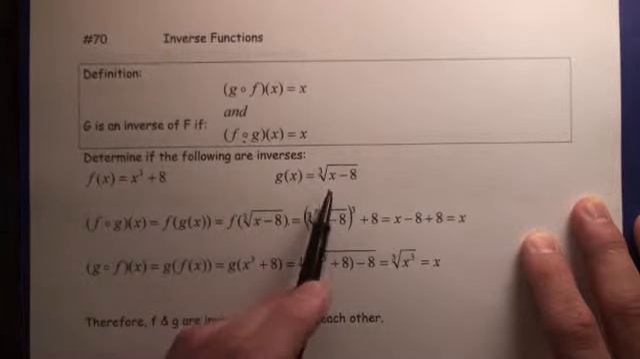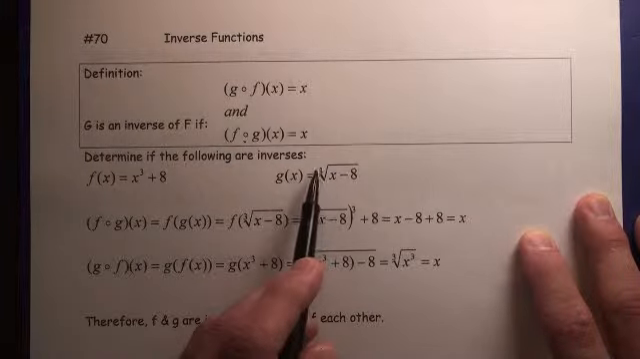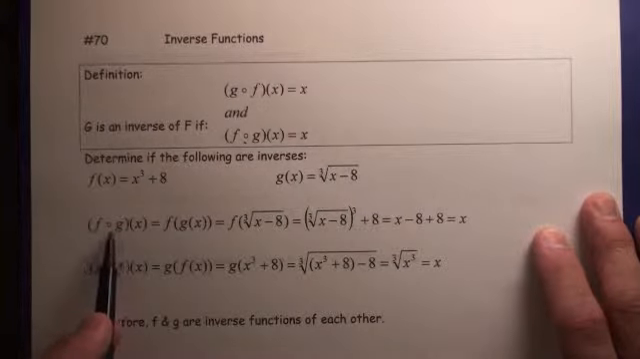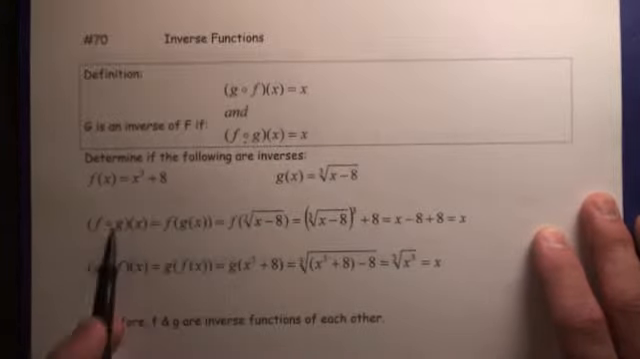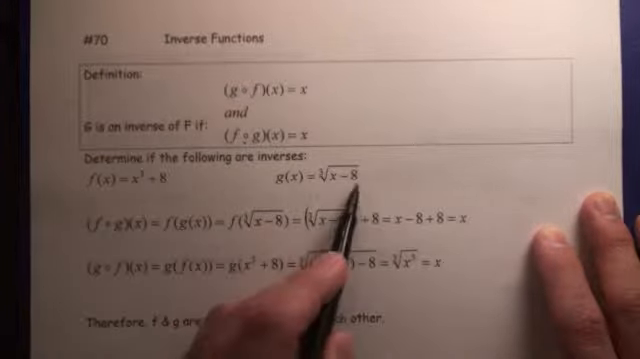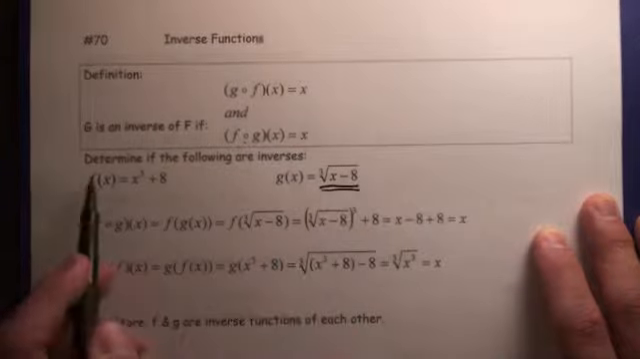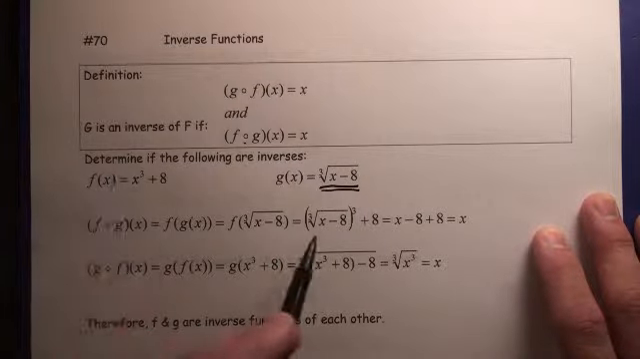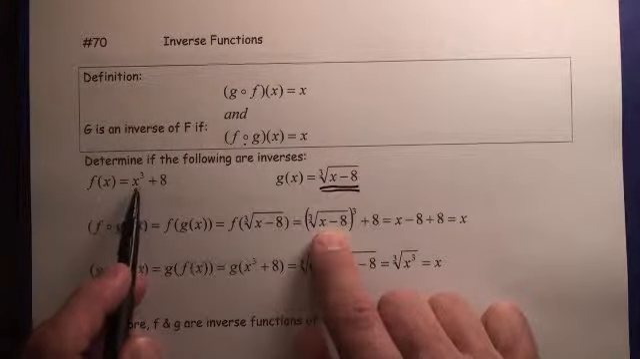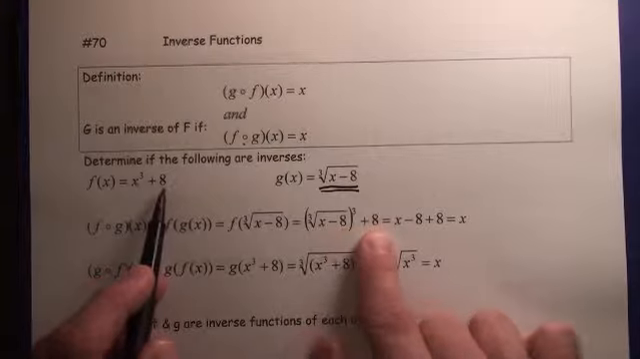So here's F of X, here's G of X. We have something to the third power plus 8, and then we have a third root of X minus 8. So we're going to find F compose G, so F of G of X. We're going to put this inside of the F function, which means we're going to take this, raise it to the third power, then add 8 to it.